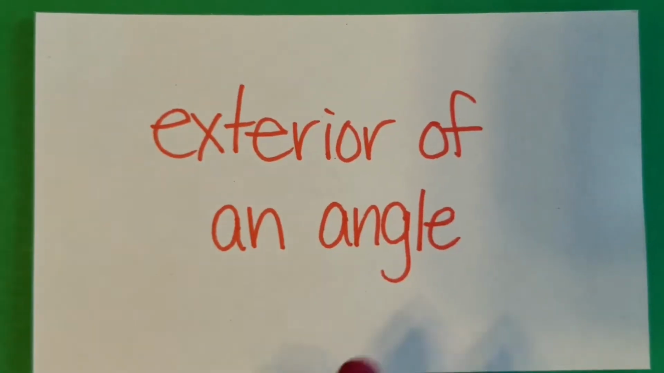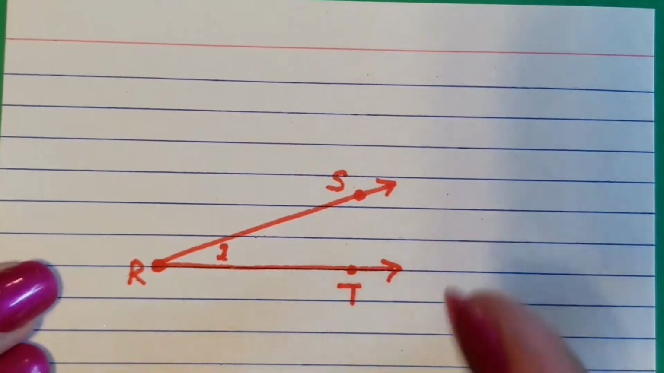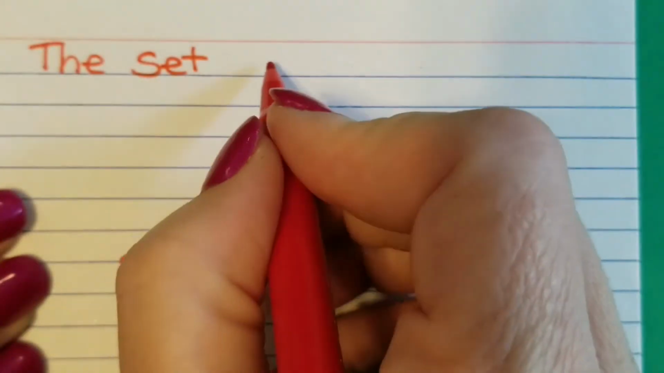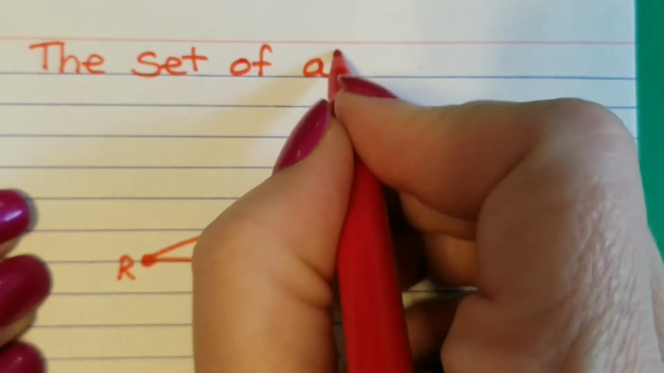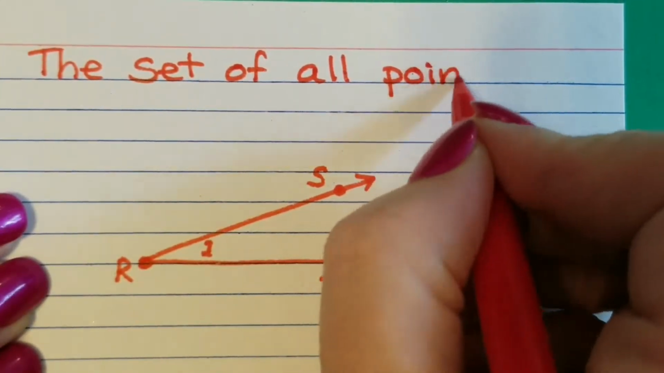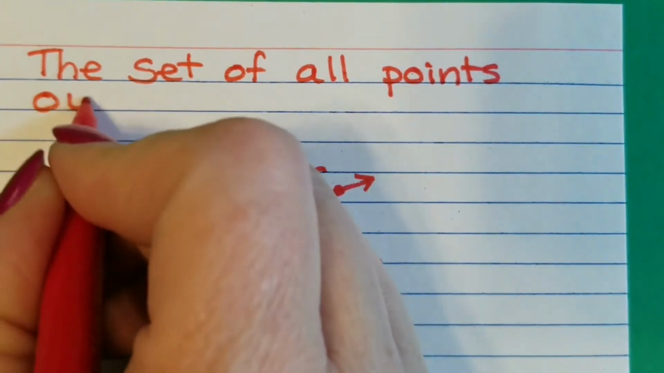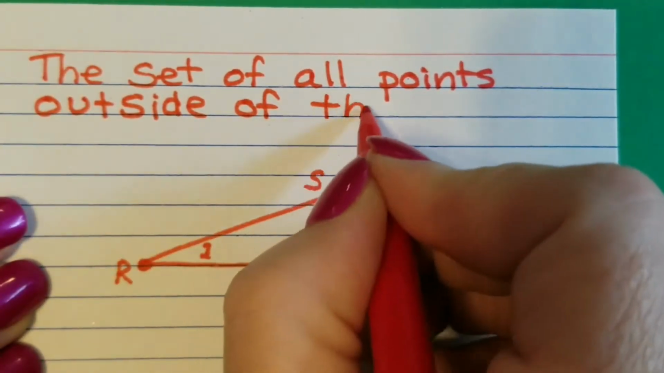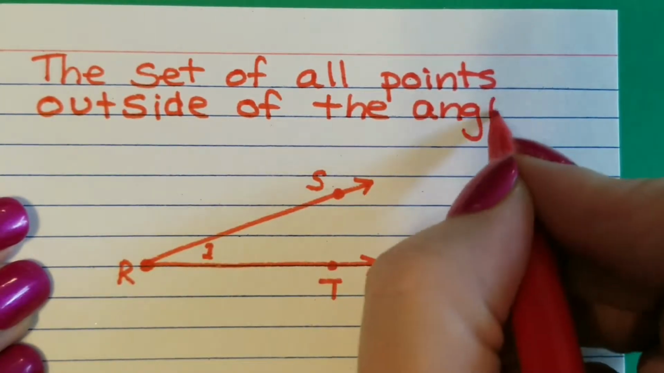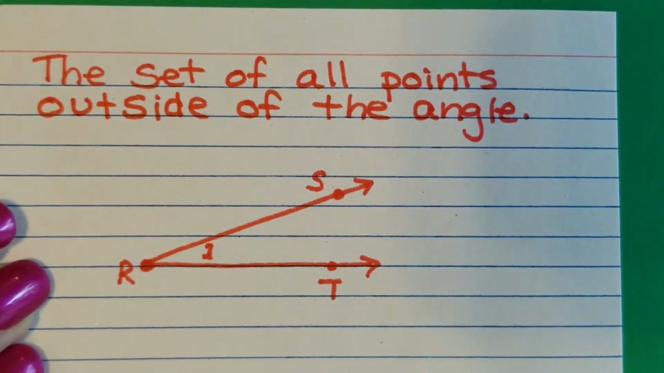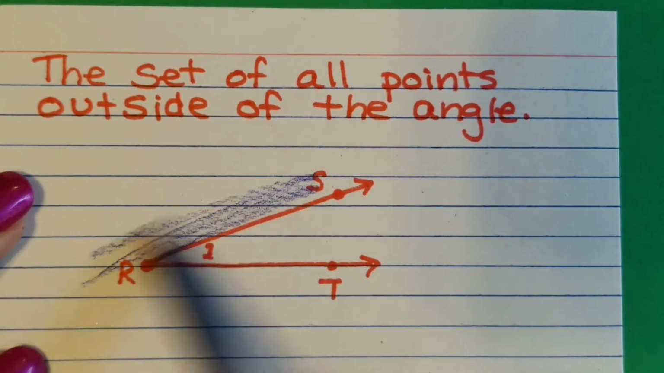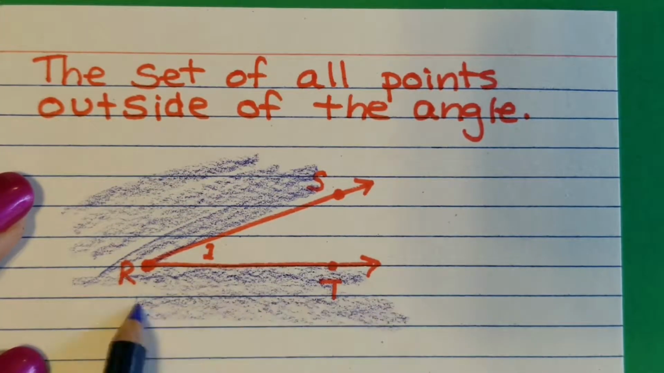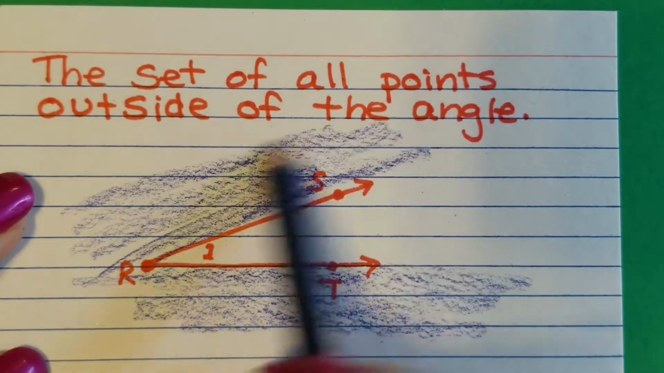The exterior of an angle is the set of points outside of the angle. And you could shade that in like this, outside of the angle. Moving on and on and on.